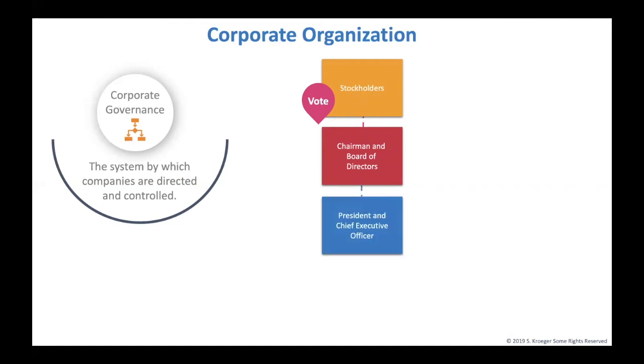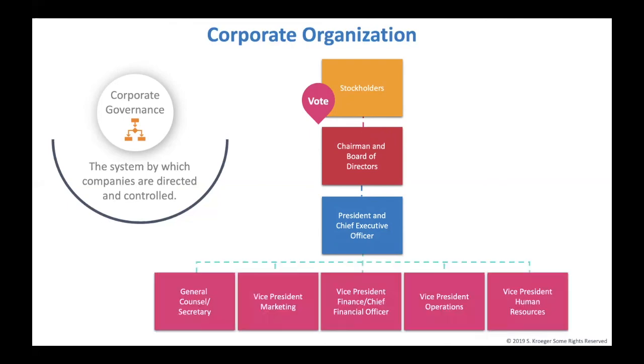This is where there are some structural differences among companies, but this is a normal format. The other senior executives include either department heads or vice presidents of each department, such as marketing, finances, operations, and human resources.